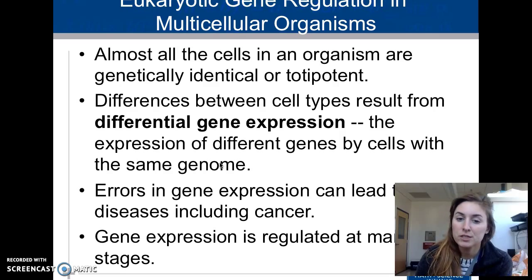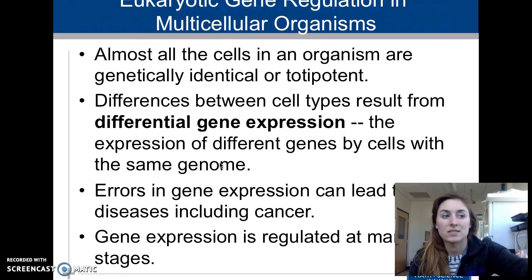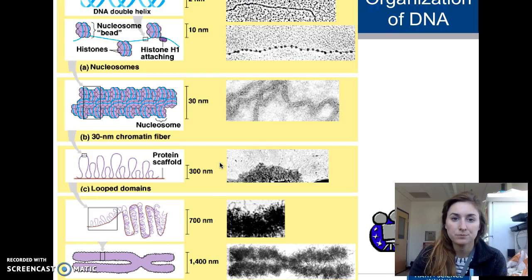Errors in gene expression can lead to diseases including cancer, and gene expression is regulated by a lot of things. So we're going to go down the list of some of the things that regulate, out of all of my DNA, what is expressed and what is hidden in each cell.